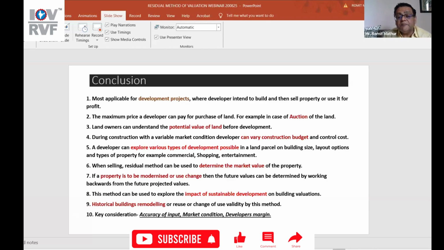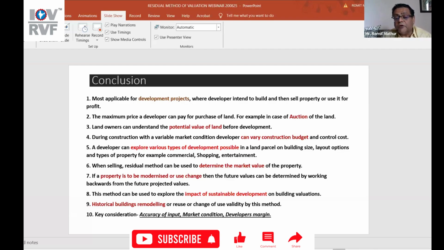During construction with a variable market condition, developers can vary construction budget and cost control. A developer can explore various types of development possible on a land parcel, on building size, highest and best use, layout options, any type of property, for example, commercial, shopping, entertainment. So there is a parcel of land, one can determine what is most suitable. When selling, the residual method can be used to determine the market value of the property.